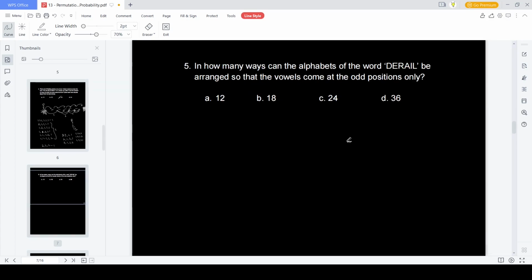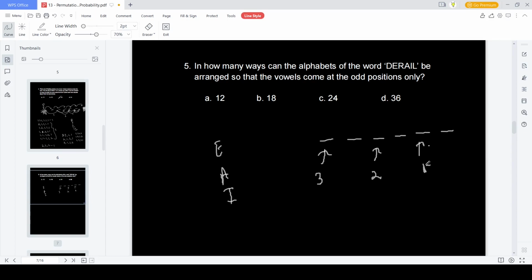In how many ways can the alphabets from the word DERAIL be arranged so that the vowels come at odd positions only? So D, E, R, A, I, L. Odd positions are this, this, and this. The vowels are E, A, and I. First we'll fill out the vowels. Here there are 3 options. Here there are 3 options. Here there are 2 options. Here there is only one option for the vowel to sit.